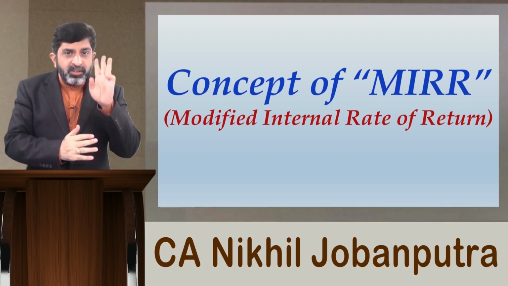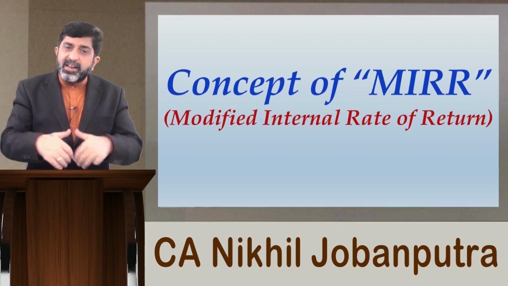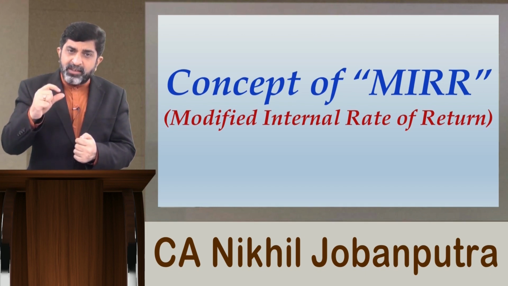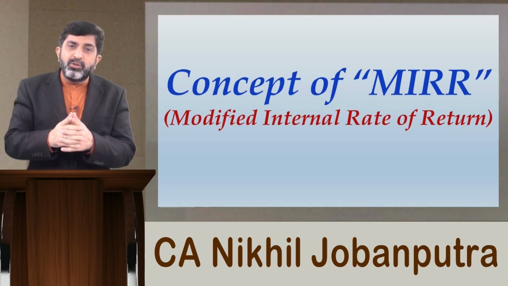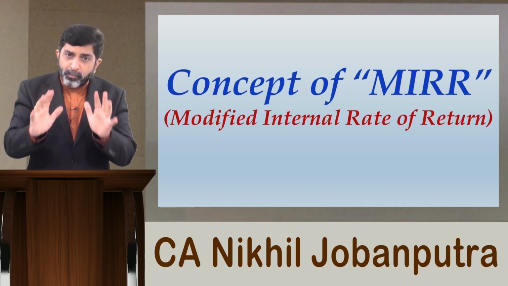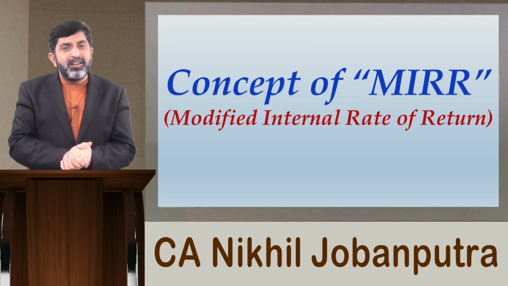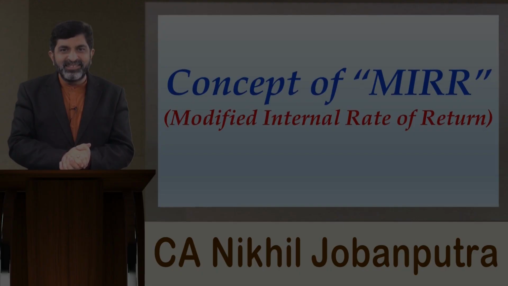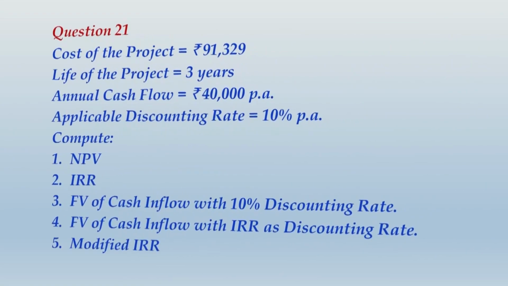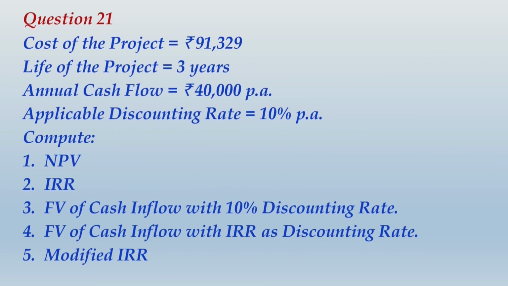So those 3 steps that you have written, let us start taking calculative examples to deal with those calculations and observe how to determine modified IRR. Let us begin with question number 21. Let us read this question. Cost of the project is given as rupees 91,329. Life of the project is 3 years. Annual cash flow is given as rupees 40,000 per annum. Applicable discounting rate is 10% per annum.